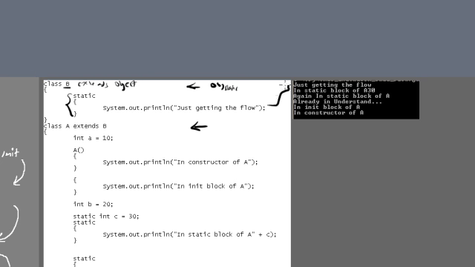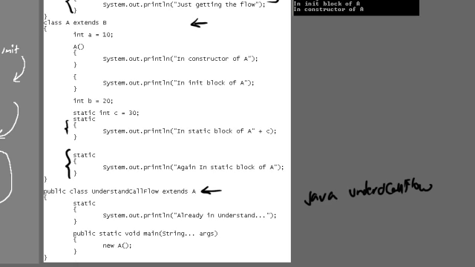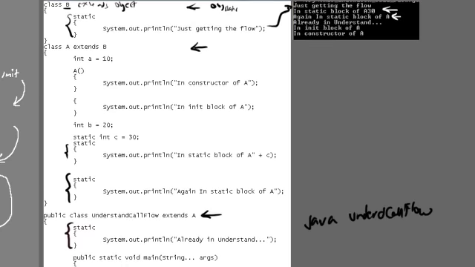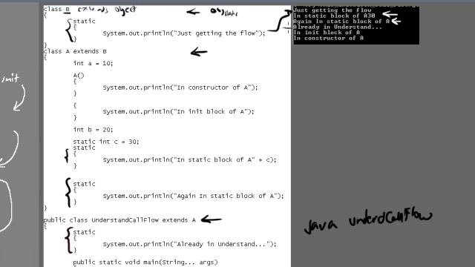So this is the first line of output, and then A's static blocks are executed, and then these two are executed in order. So as a result, you could see that these two lines are printed, this one and this one. Now C's static block is executed, which could be seen right there, that's the one.